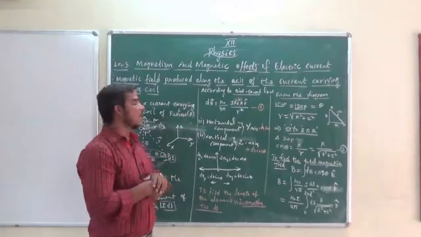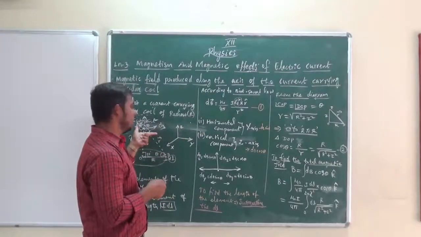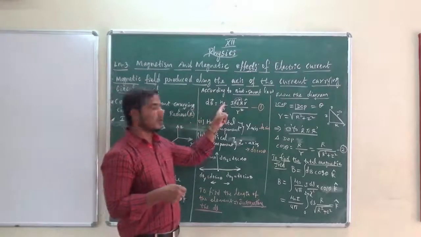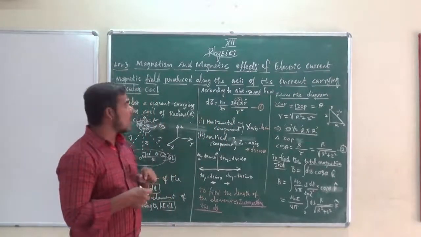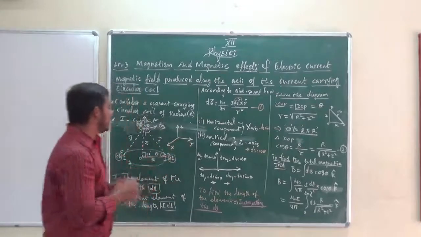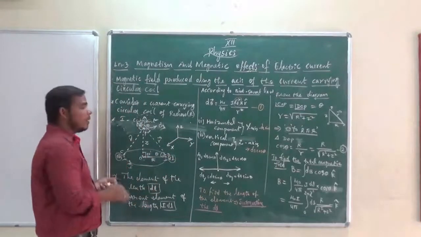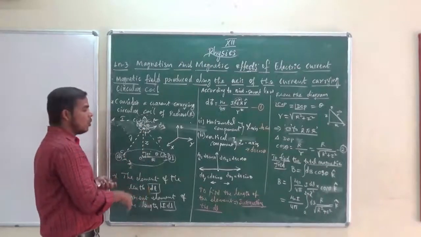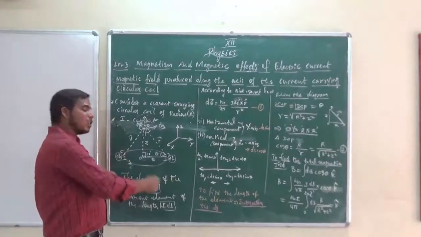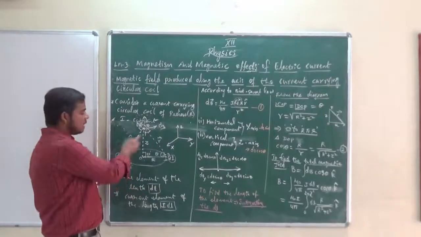Using the Biot-Savart law, we find the magnetic induction at the point P. So dB vector equals mu 0 divided by 4 pi, I dl vector cross r vector, r cap by r cube. The two diametrically opposite elements are at an equal distance from the point P, so the magnetic induction due to each is the same.